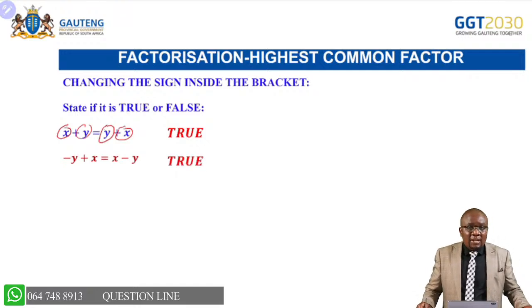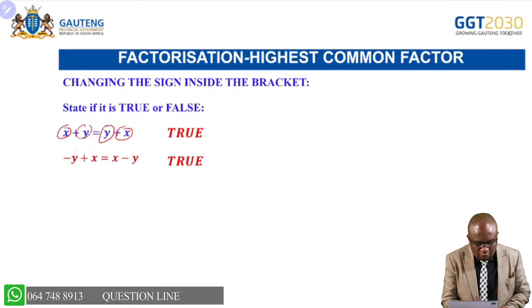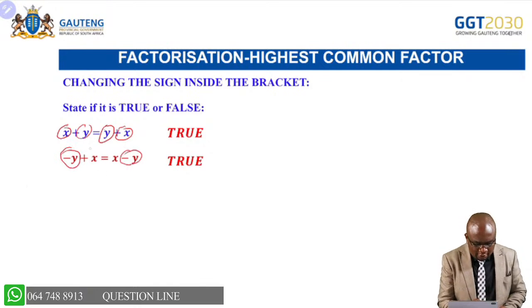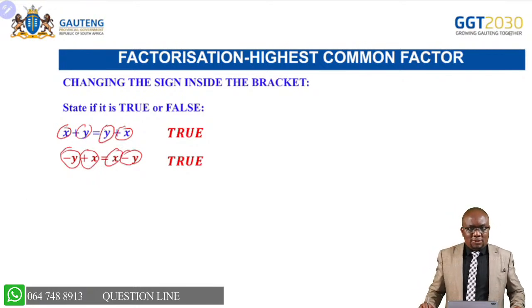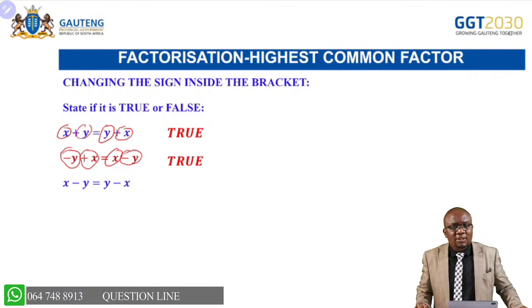Is this statement true? Yes, it is true. Right, let's check y. What is the sign of y on the left hand side? It's negative. On the right hand side is negative. The sign of x, positive. The sign of x, positive. Do you see that? So this is true. Let's look at the next one. True or false?